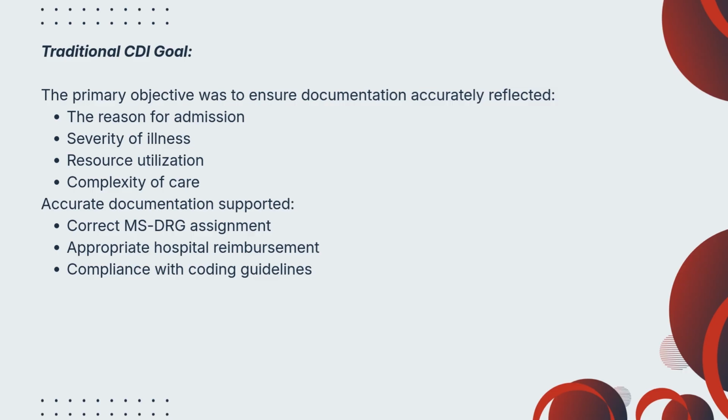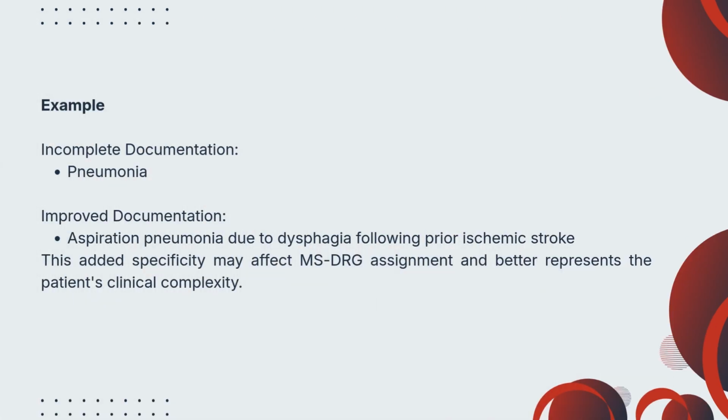Accurate documentation supported correct MSDRG assignment, appropriate hospital reimbursement, compliance with coding guidelines. Example: incomplete documentation, pneumonia. Improved documentation, aspiration pneumonia due to dysphagia following prior ischemic stroke. This added specificity may affect MSDRG assignment and better represents the patient's clinical complexity.